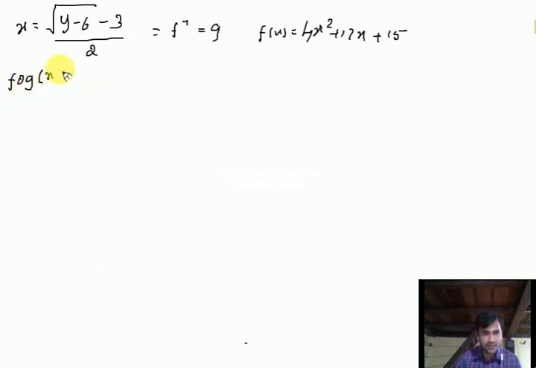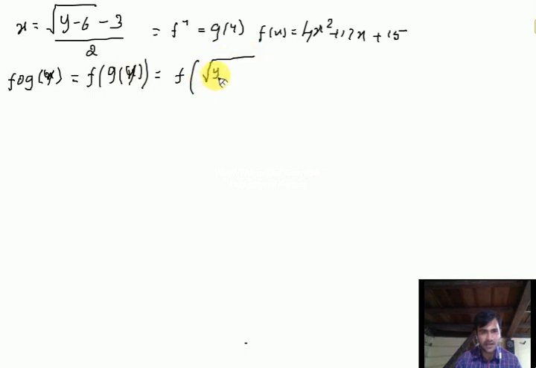FOG of x means it will be f of g of x, or g of y. You can consider g of y also. G of x means you need to replace this y by x. I will consider this one as FOG of x itself. Then it is f of g of y. Otherwise you can choose y itself. So if you have chosen y, this is also equal to y. F of square root of y minus 6 minus 3 divided by 2.